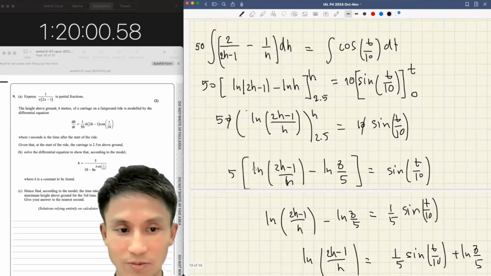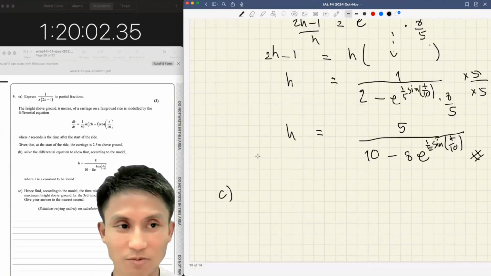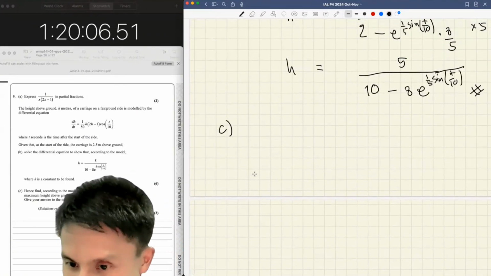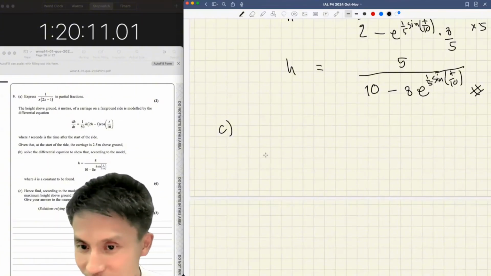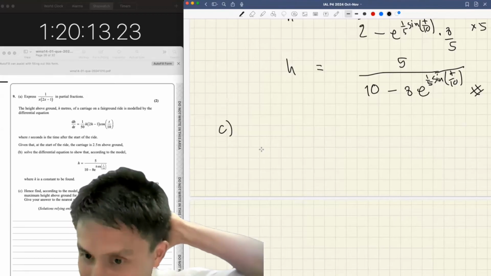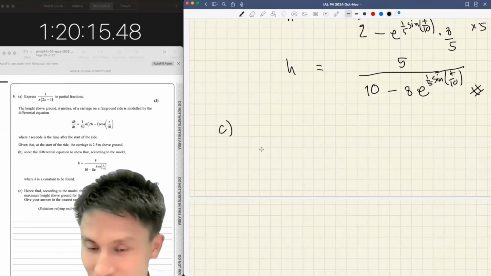And then C. Okay, this is B. B is long, but I got 6 marks, I think. Hence, find according to the model the time taken for the carriage to reach its maximum height above the ground for the third time. Give your answer to the nearest second.